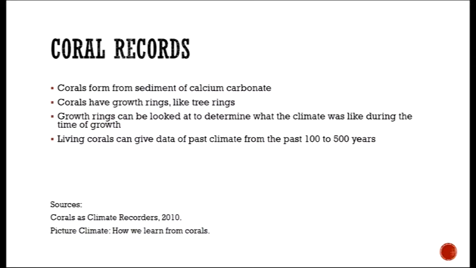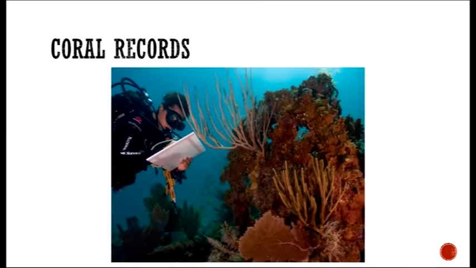These rings allow scientists to date corals to the exact year and season, so it is an accurate method to use. Living corals can provide data of past climates from the past 100 to 500 years. The coral is collected by scientists in scuba gear that dive down to the coral reefs. They use drills to gather small coral samples from the coral without harming the coral.